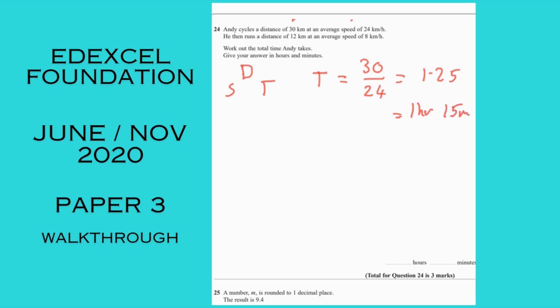Don't get caught out. That's for cycling. Then we do it for running. Same process. 12 is the distance, 8 is the speed, 1.5 hours. Nope, 1 hour. Half an hour is 30 minutes. Work out total time. So let's add these two together. 2 hours and 45 minutes.